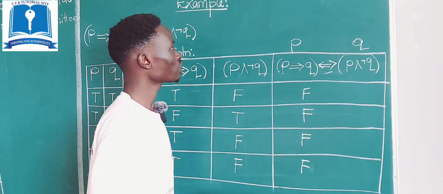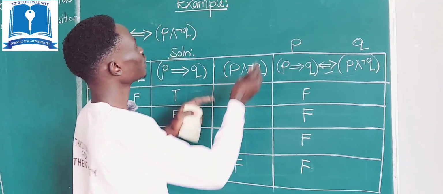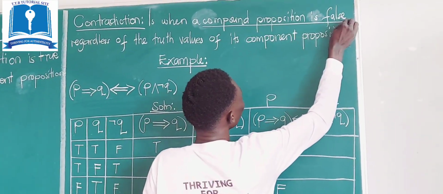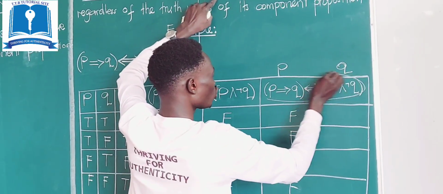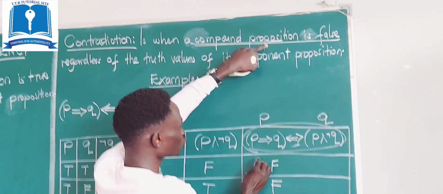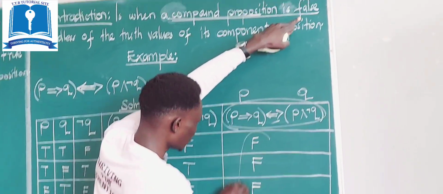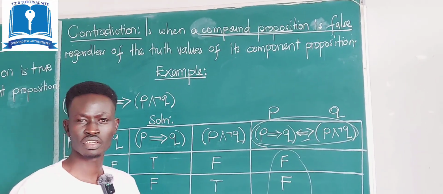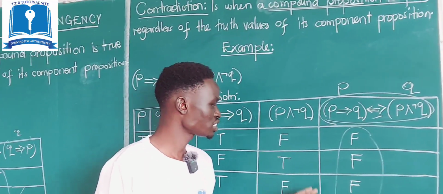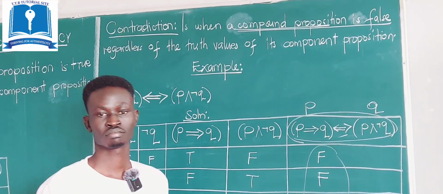So as we have seen, this is what we call a compound proposition. So now it is false. It is false throughout, meaning this is the contradiction that we are looking for. So let us see example 3.